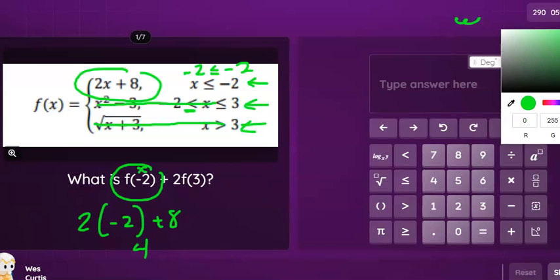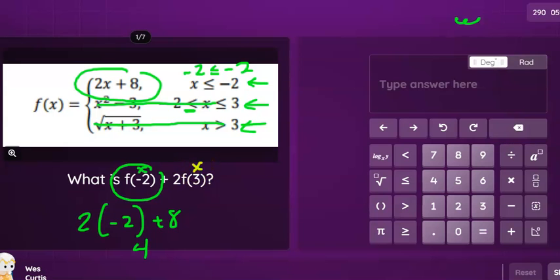Moving on to the second part of this, I got to do 2 times f of 3, just like first unit. I got to do the f of x or f of 3 part. 3 fits on this line, line 2. I'm plugging in 3. I've got to do x squared minus 3, and that's 3 squared minus 3. 3 squared is 9, and 9 minus 3 is 6.